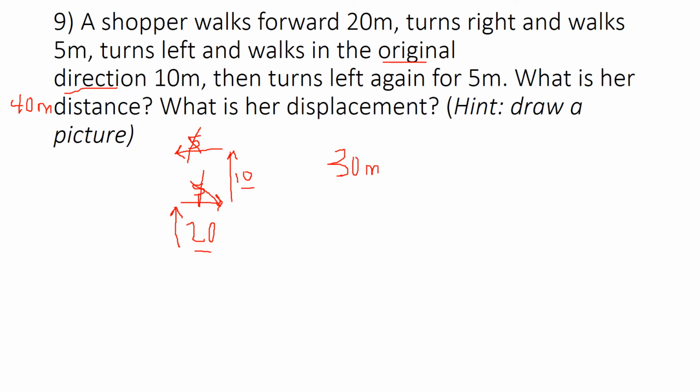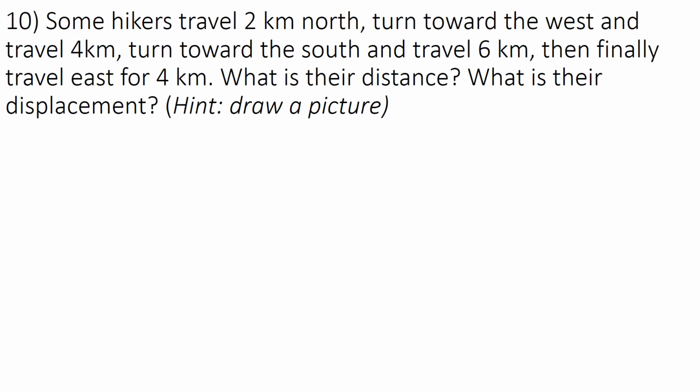Now, they didn't give us a north, south, or an east or a west, and it says forward. So we would just say 30 meters forward, or we could say 30 meters in the original direction. That would work for a direction. Forward. This is awful. Okay, there we go. We got it. All right, last problem.